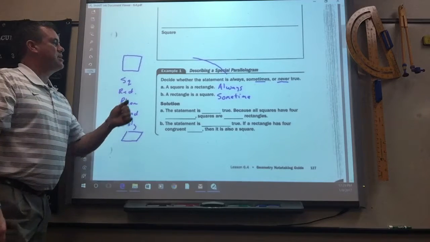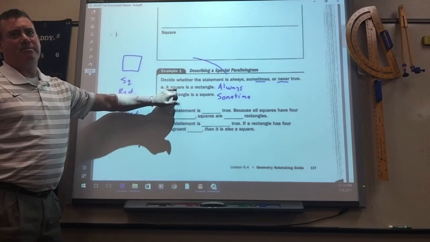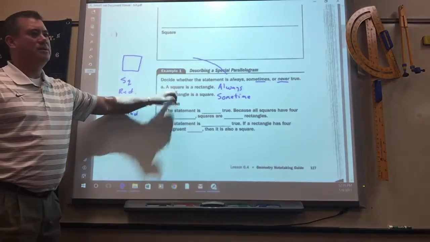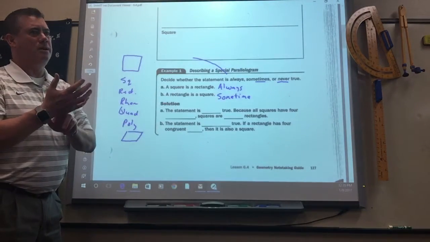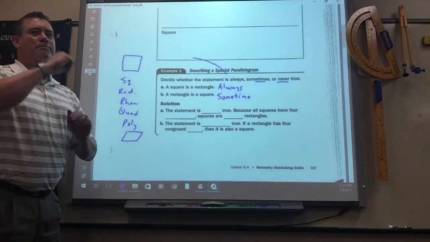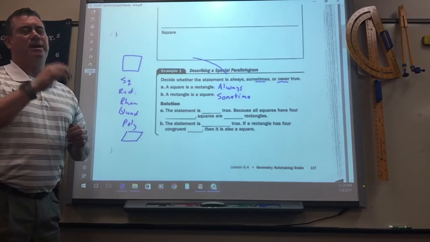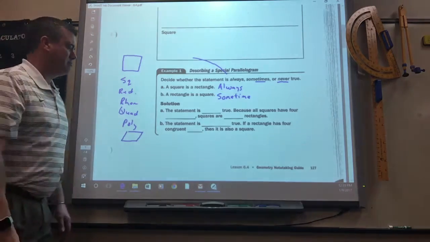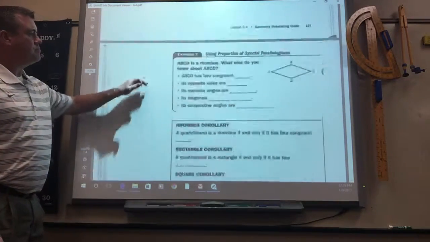Is a square sometimes, always, or never a parallelogram? Always, yes. Squares, rhombuses, and rectangles are always. But if you go backwards, is a parallelogram sometimes, always, never a rhombus? Sometimes. Okay.